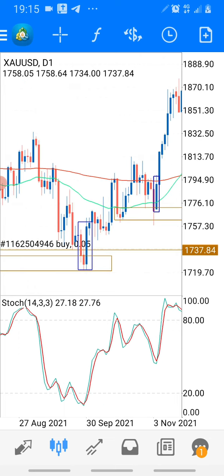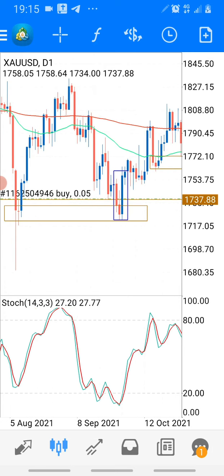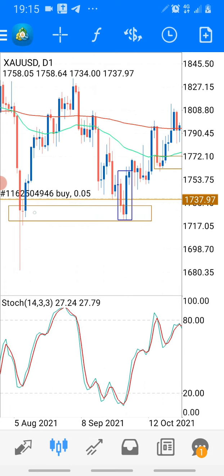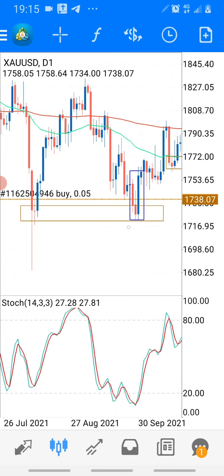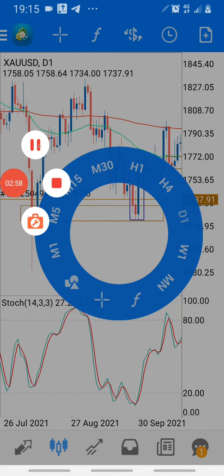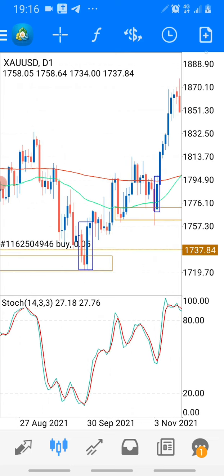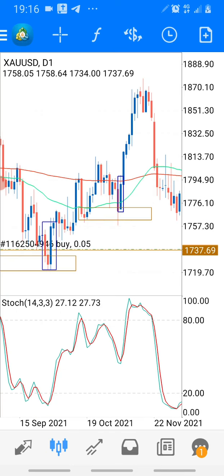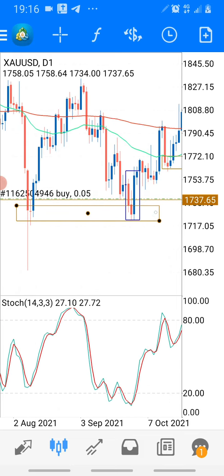You can see the market made a whole lot of move there. So after the formation of this support zone, or you can equally call it a double bottom, the market starts moving higher. You can see it here.